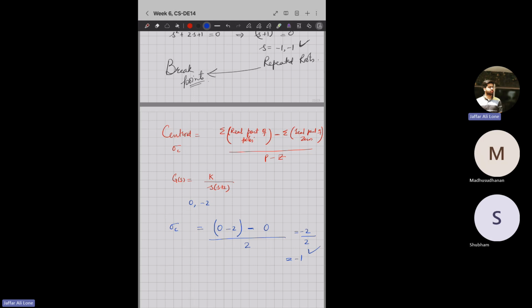Is that clear? Summation of real part of poles minus summation of real part of zeros divided by p minus z. Is that clear? If you have any other doubt, please ask. Otherwise, we can just stop.